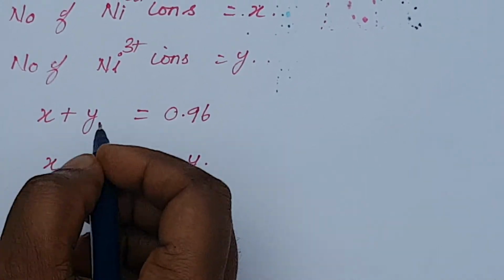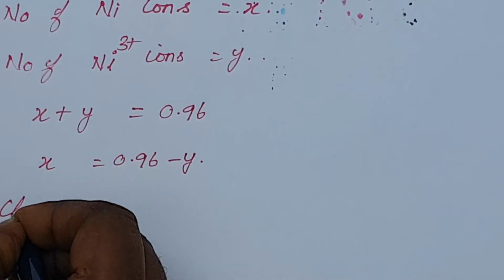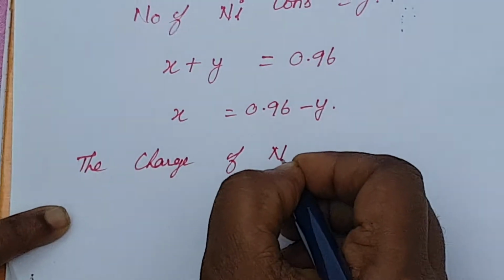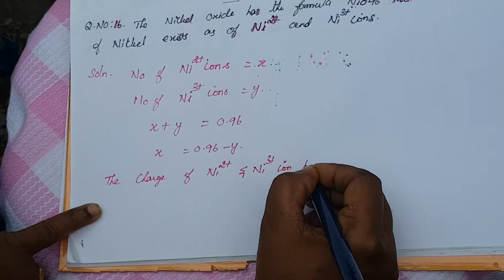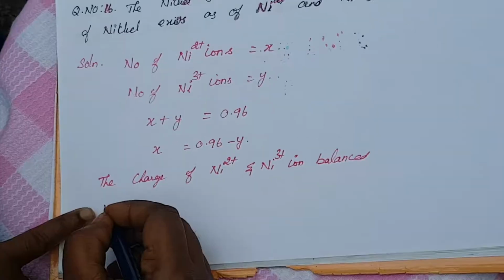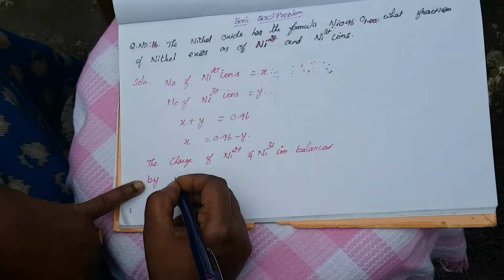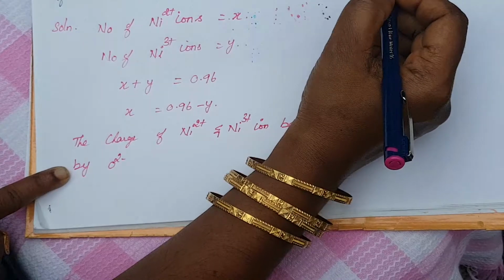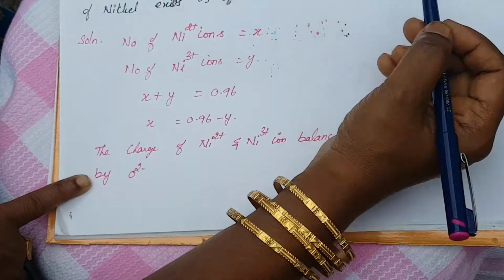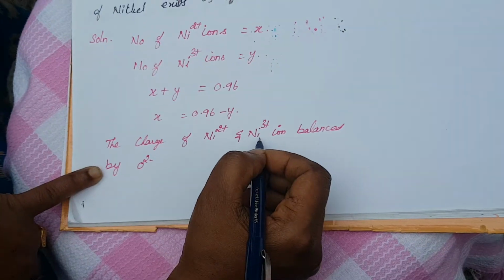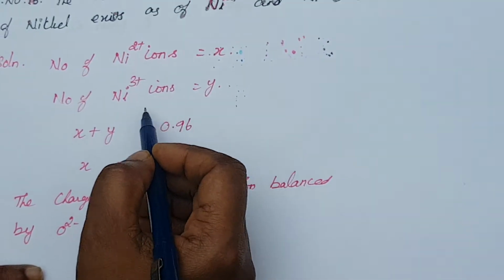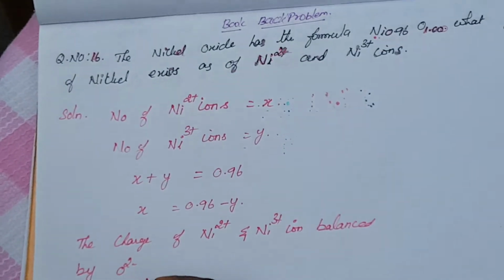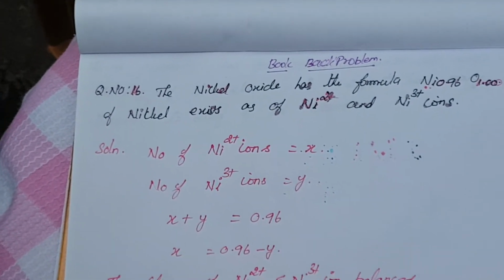Next we are going to see the charge. The charge of the Ni 2+ ion and Ni 3+ ion is balanced by the O 2- ion. Oxygen is already given as 1.00. So the Ni 2+ and Ni 3+ ions are balanced by oxygen 2- ion. We considered the 2+ ion as x and the 3+ ion as y. So 2x plus 3y equal to 2.